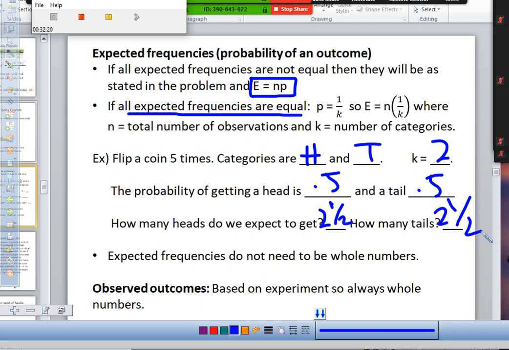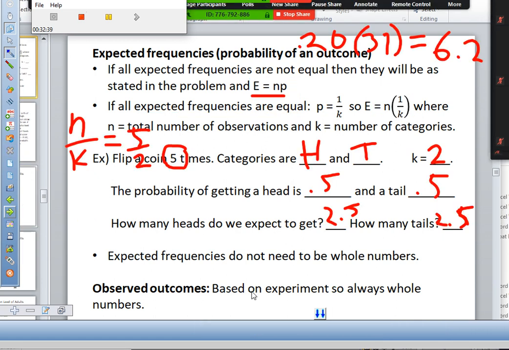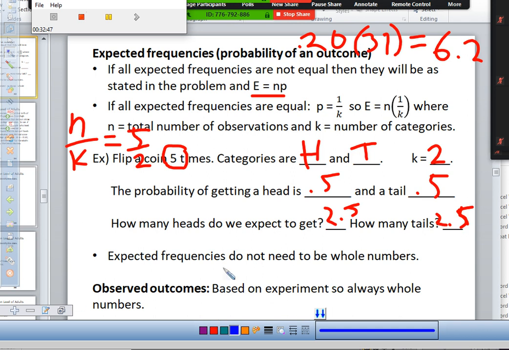Where does that come from? It comes from multiplying N by 1 over K, or taking N and dividing by K. 5 halves is 2.5. So again, remember, expected frequencies do not have to be whole numbers. They can absolutely be decimals like this, 2.5. But the observed outcomes always have to be whole numbers, because those are based upon experiments, what you actually observe.